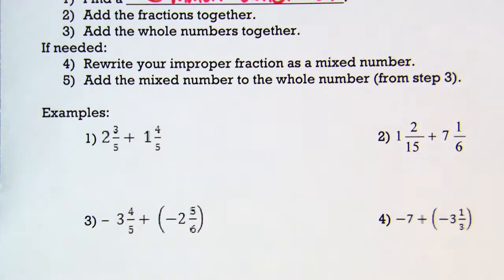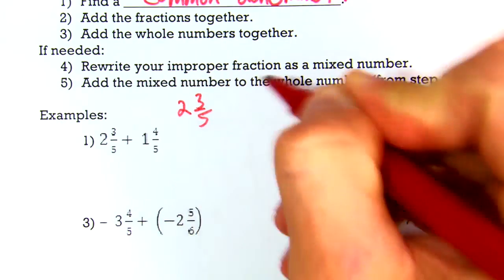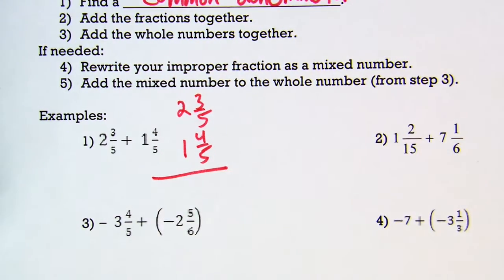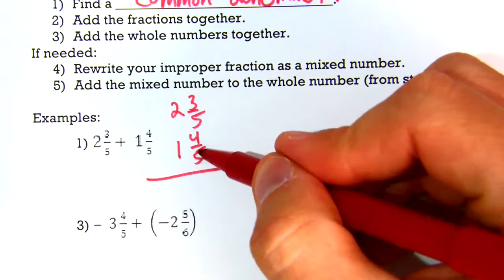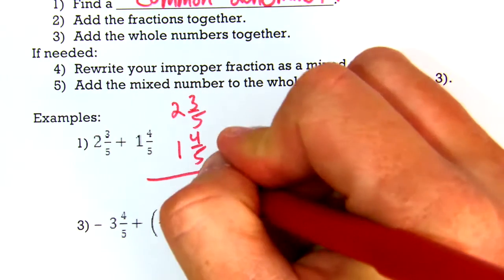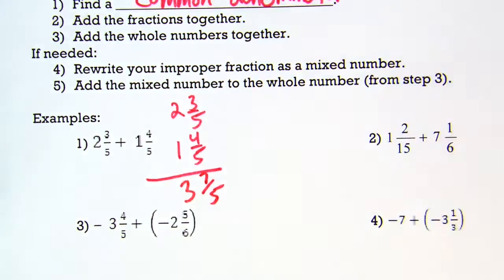When I write these, I'm actually going to stack them on top of each other. So I'm going to do 2 3/5 over 1 4/5. My first step is to add my fractions up. They do have a common denominator. So I have 3 plus 4 is 7, so 7/5. And then 2 plus 1 is 3.